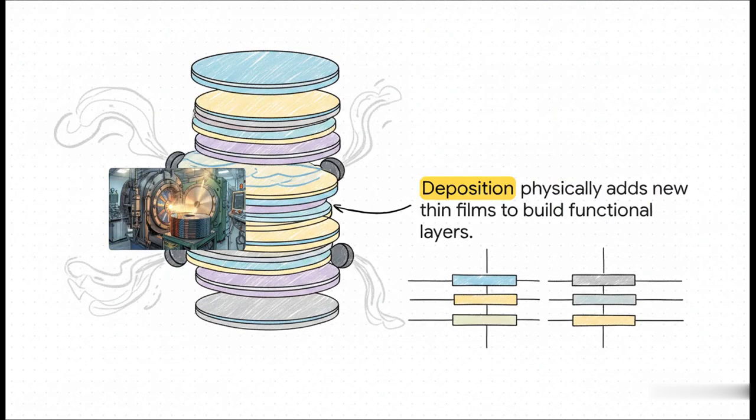Step 3 is deposition. Once we've carved out our patterns, we need to add new functional layers back in. Inside the deposition chamber, shown here, thin films, stuff like polysilicon for the gates, oxide for insulation, or even metal, are physically deposited onto the stacked wafers. We are quite literally stacking the building blocks of the transistor layer by atomic layer.